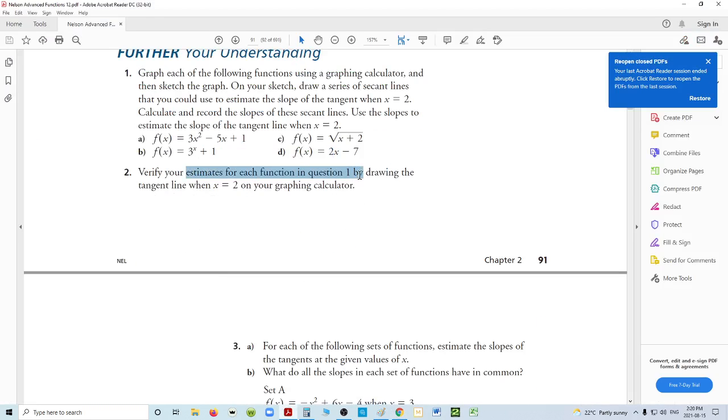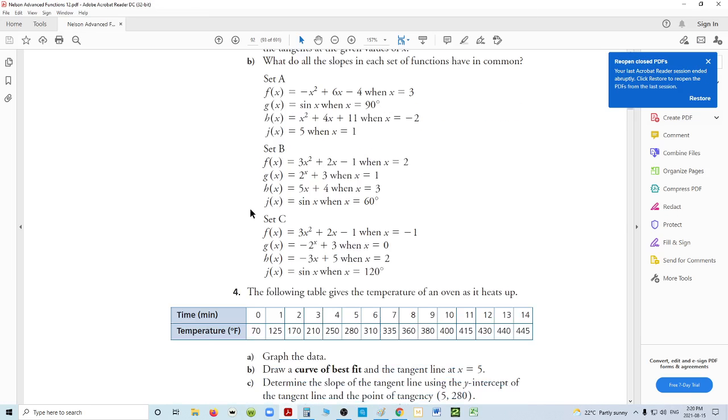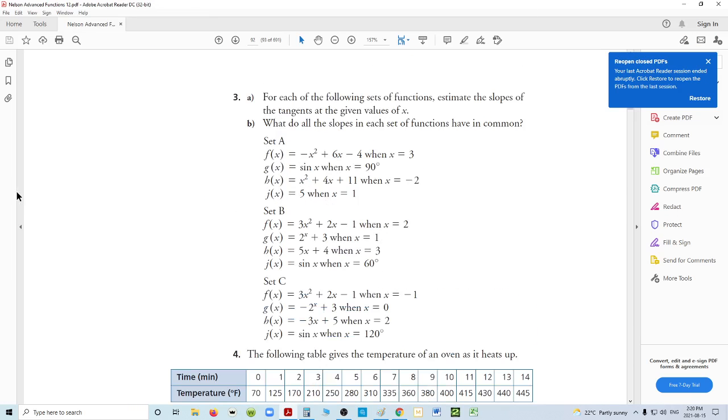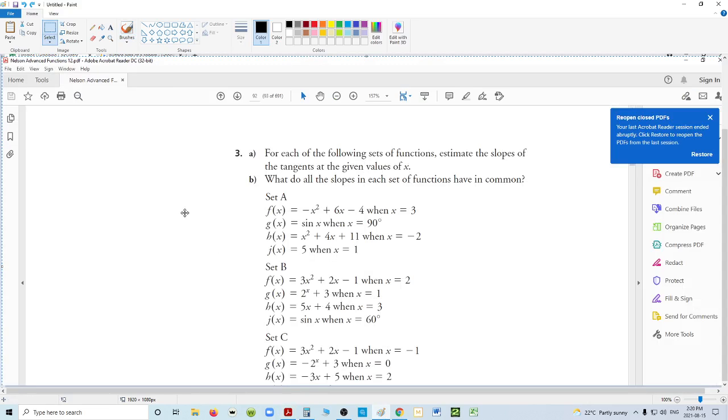Verify your estimates by drawing the tangent line when x is 2 on your graphic calculator. So that's just essentially use your Desmos. Graphic calculators are pretty old-fashioned. And I don't know if I would do it.